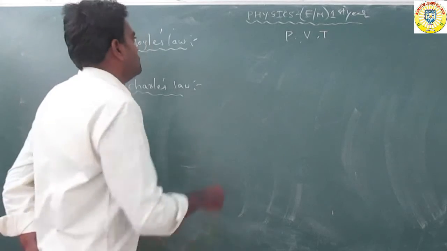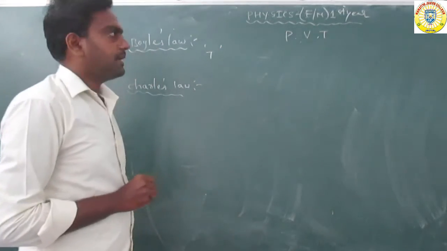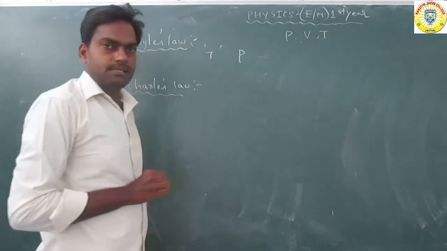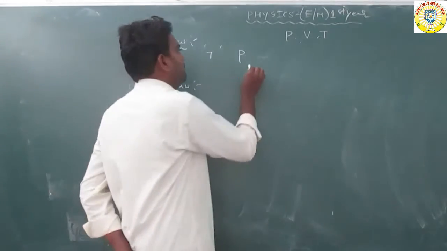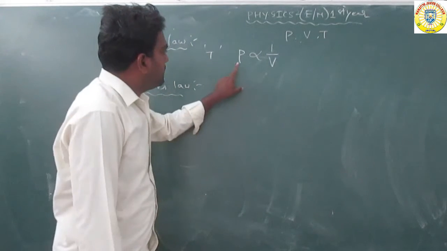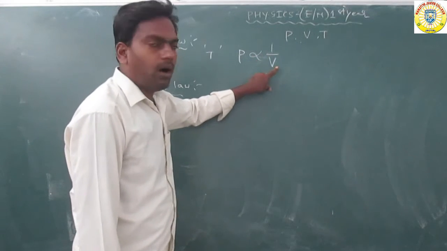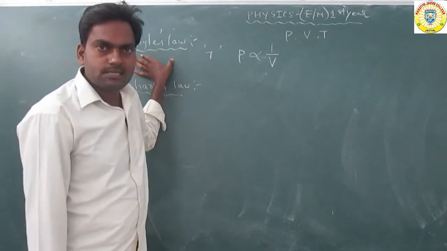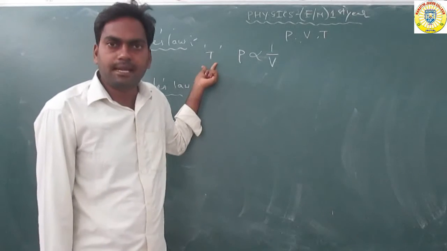At a constant temperature, the pressure of a given mass of gas is inversely proportional to its volume. So the pressure of the gas is inversely proportional to its volume. That is called Boyle's law, which holds at a constant temperature.